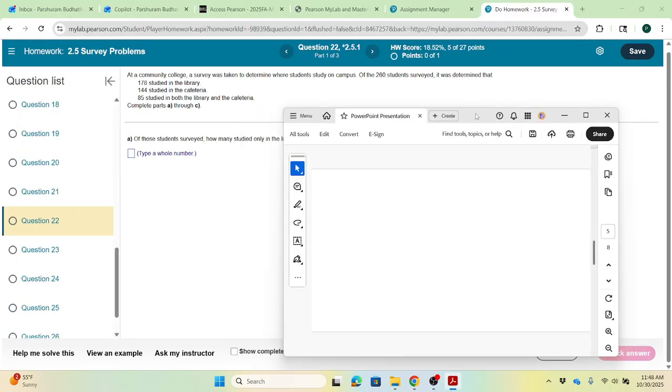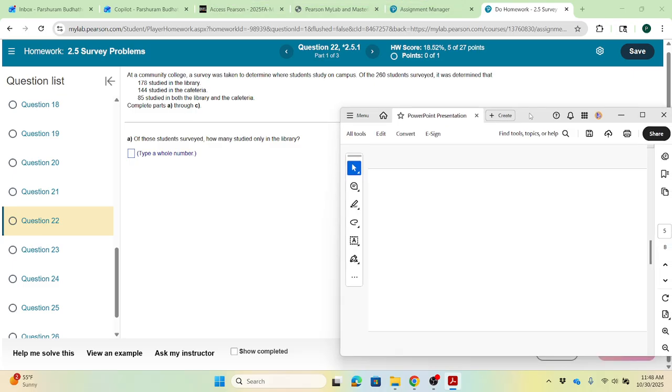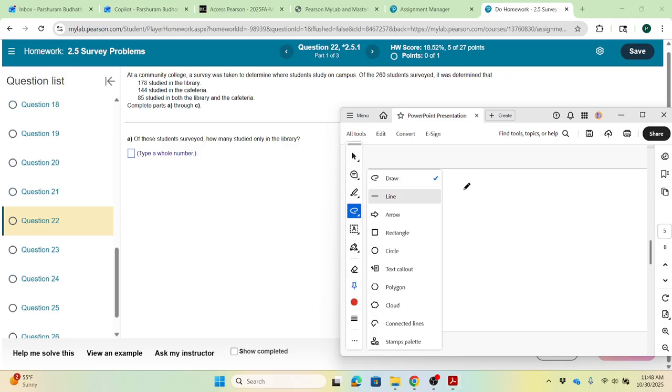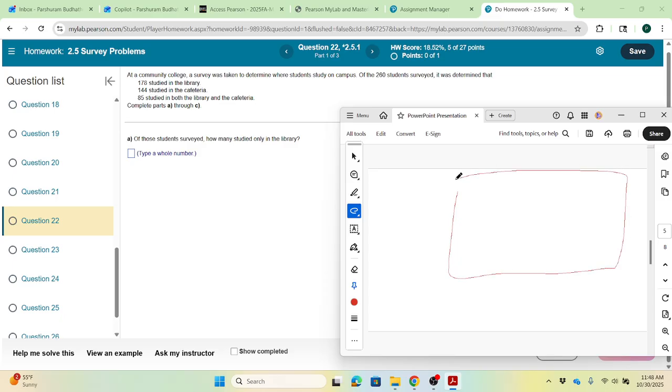Look at here, how to draw the Venn diagram. So we know there are two different type of, so this is the universal, let's say this is the universal set. Universal means anywhere in the college. And then library, let's say this is library, which is L. And this is cafeteria, which is C, and both of them goes in the intersection.